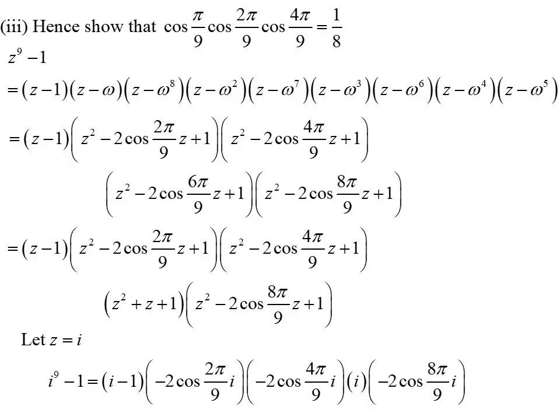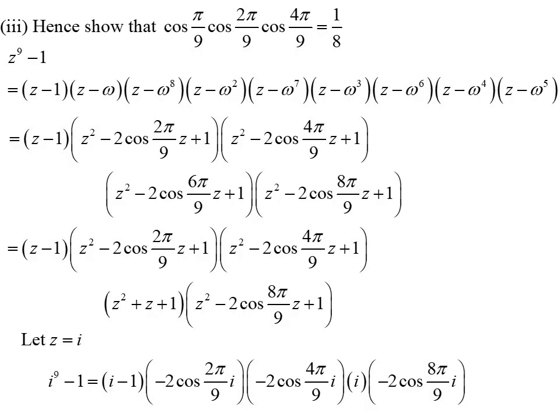So if I substitute z equal i into that whole thing, on the left hand side I now have i to the power of 9 minus 1. Right hand side, i minus 1. But now the second factor is just minus 2 cos 2 pi on 9 times i. And then the next one, minus 2 cos 4 pi on 9 times i. The next one will be i squared plus i plus 1, which is i. And the last one, minus 2 cos 8 pi on 9 times i.